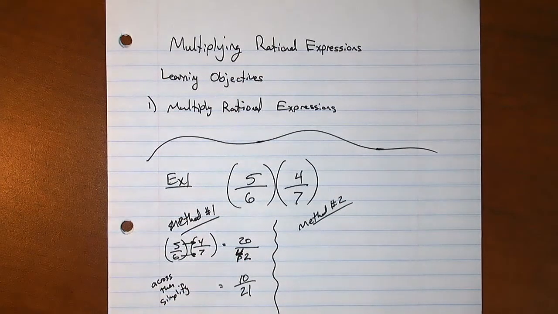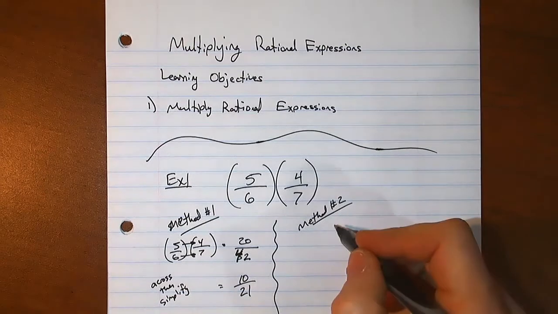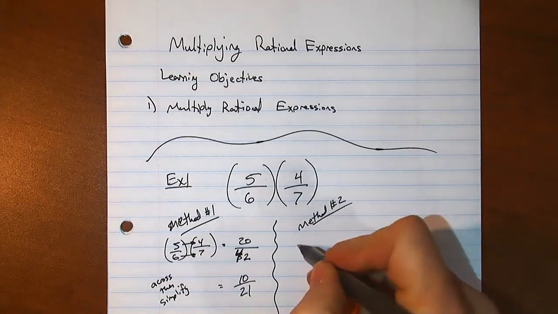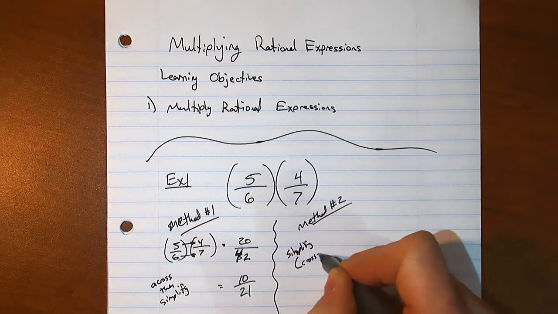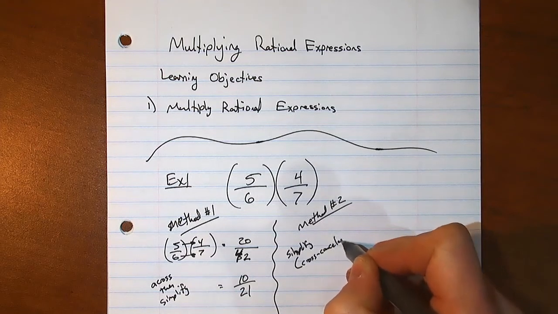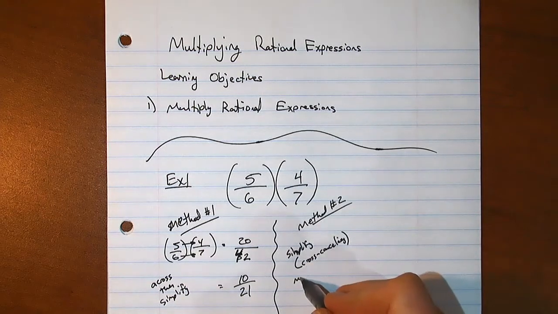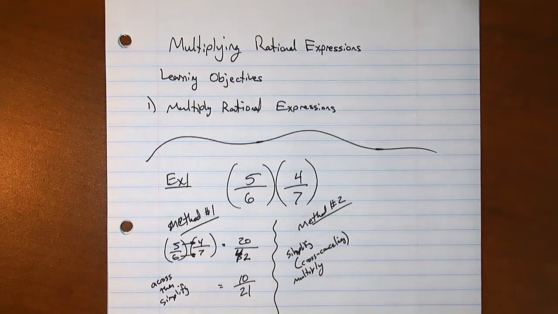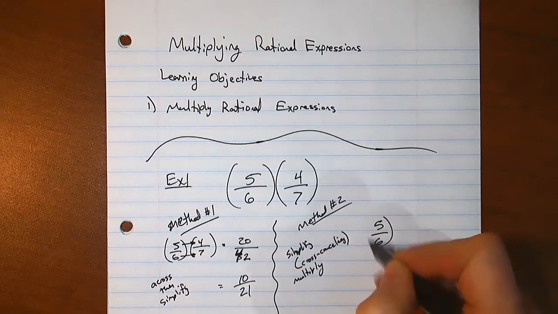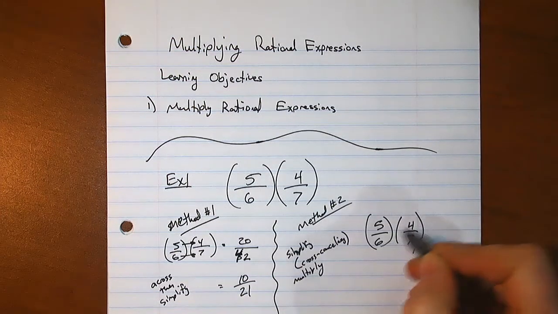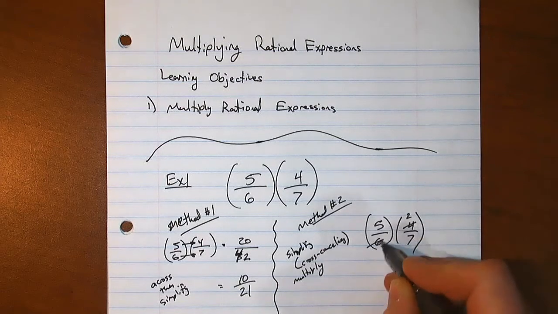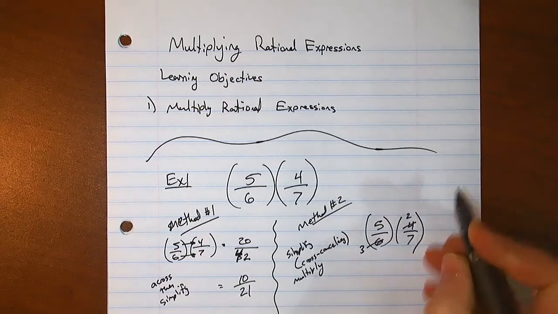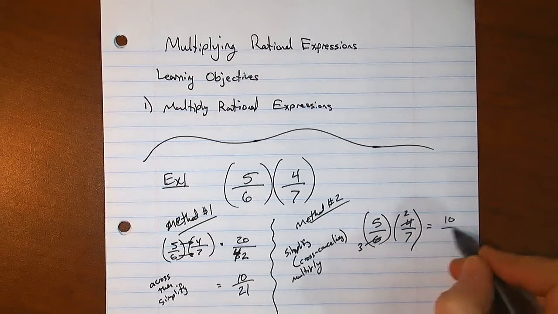Okay, so maybe that's the way that you like to do it. Other people like to use a different method where they simplify first using a process called cross-canceling, or whatever your teacher called it back in the day, and then they multiply across. Okay, so that's just another option. It's up to you. So in this method, what we would do is we would say, okay, look, I know that 4 and 6 are both divisible by 2. So I'm going to divide them both by 2. And then I'll multiply across. So 5 times 2 is 10. 3 times 7 is 21.